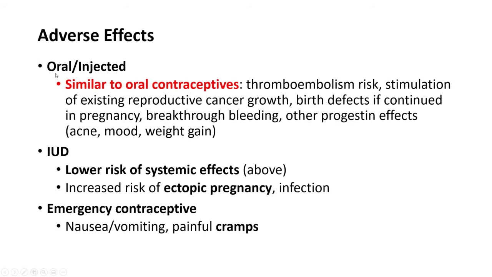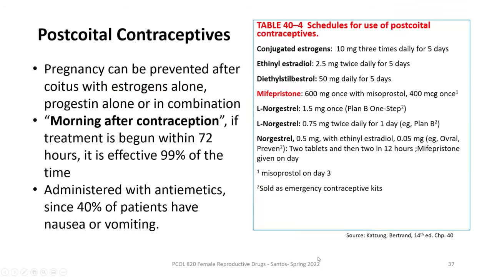In terms of adverse effects, oral or injected will be similar to oral contraceptives: thromboembolism, stimulation of existing reproductive cancer growth, and so forth. In an IUD, there is a lower risk of systemic effects, but there is an increased risk of ectopic pregnancy and infection, which in many cases is the reason for removal of the IUD. With an emergency contraceptive, basically it will be nausea, vomiting, and painful cramps.